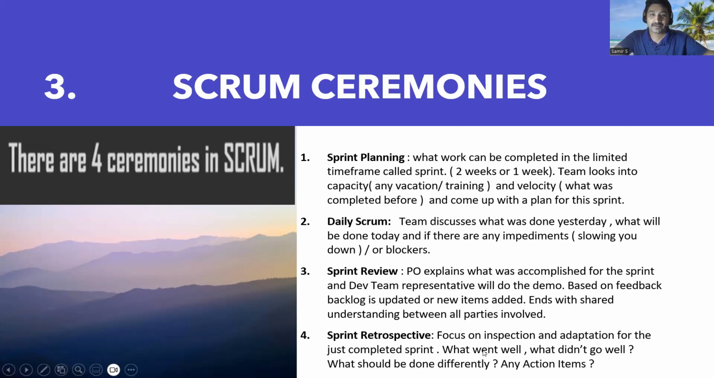Retrospective is discussing what went well, what didn't go well, what we can improve, what can be done differently, and what the action items are. All these things will be covered in the sprint retrospective. So in Scrum ceremonies, we have sprint planning, daily Scrum, sprint review, and sprint retrospective. Keep that in mind. There are always four of them. Do not forget. And let's go back to the first slide to remind ourselves.